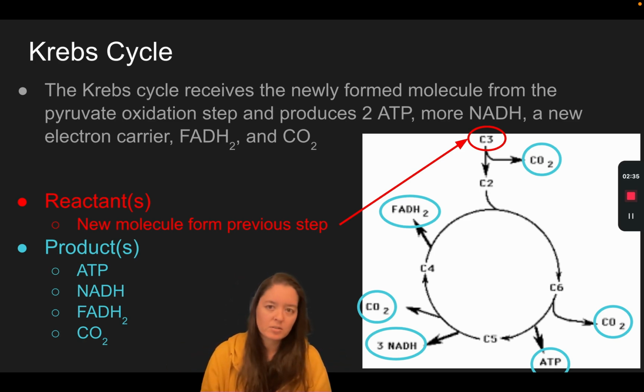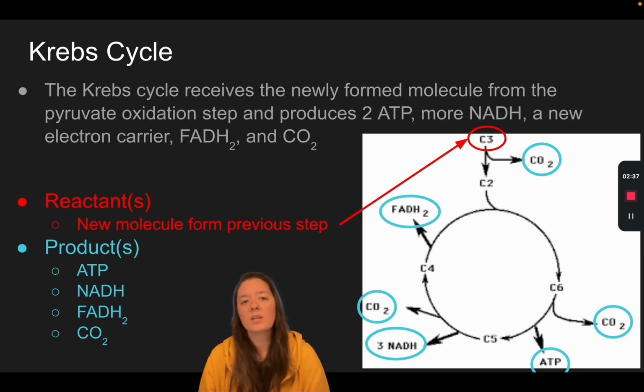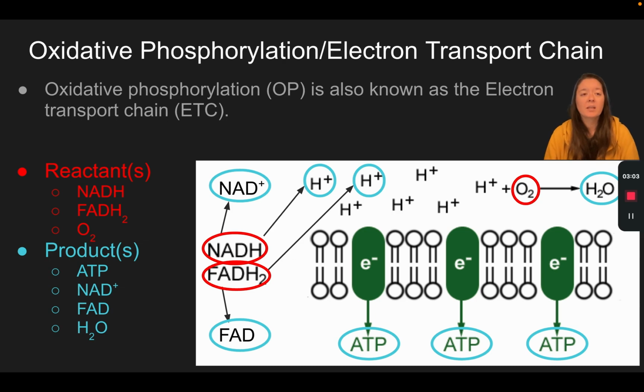more NADH, and a new electron carrier we've never heard of before. It's called FADH2. Again, just like NADH and NADPH, it's an energy-carrying molecule. We're attaching hydrogens to create bonds to trap some electrons, which is energy. And the last product is more carbon dioxide, more CO2. Then we get to our last step here, oxidative phosphorylation, or sometimes called the electron transport chain.